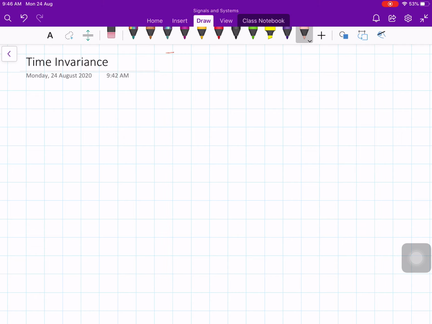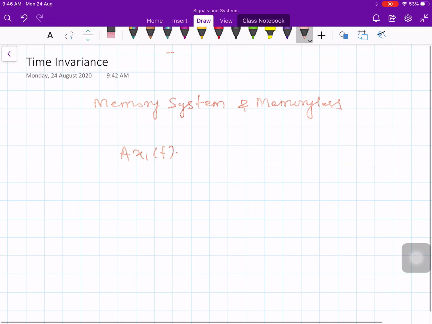That means a memory system and a memoryless system. And also we discussed the difference between a linear system and a non-linear system. Basically, we said a linear system obeys the principle of superposition. Okay, so that is superposition and additivity. It says that if a times x1 of t plus b times x2 of t together gives rise to a times y1 of t plus b times y2 of t, this is the linearity property.